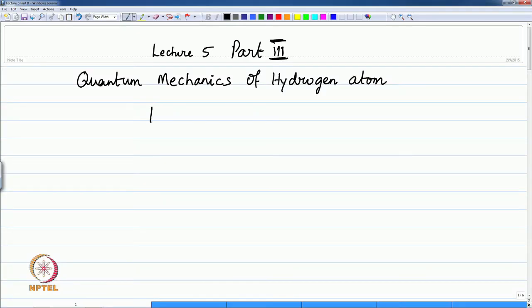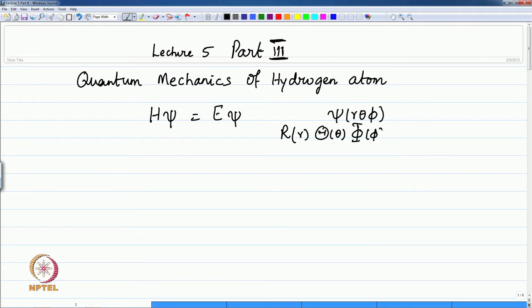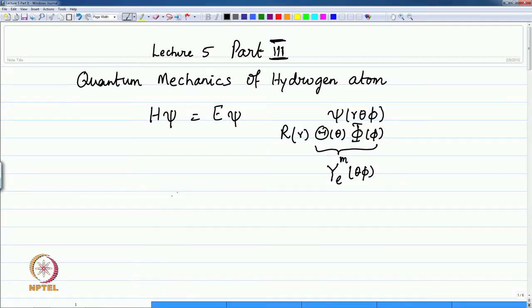The equation being the Schrodinger equation, H psi is equal to E psi, where psi is a function of r, theta, phi, and we had proposed this to be a radial part and an angular part containing theta and phi, and these two together written as spherical harmonics. So, this is the formal structure that we have for the solutions.